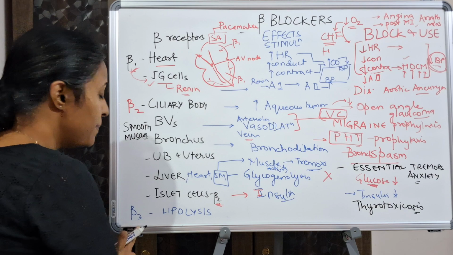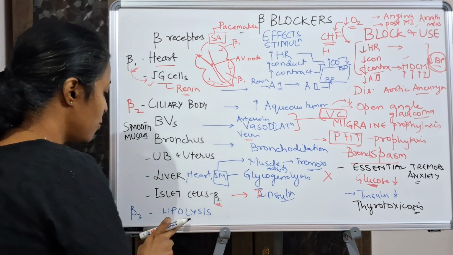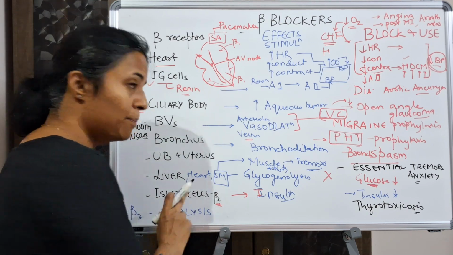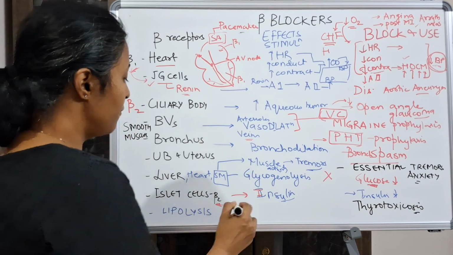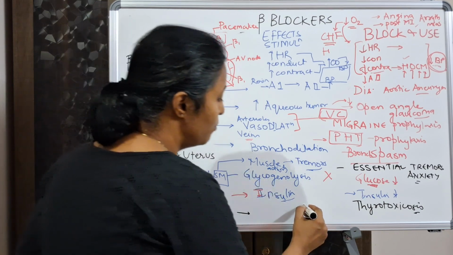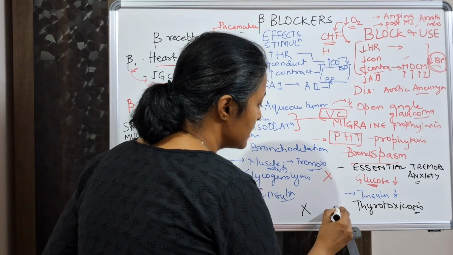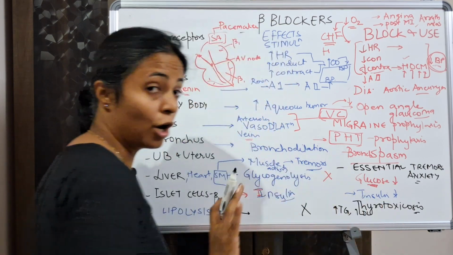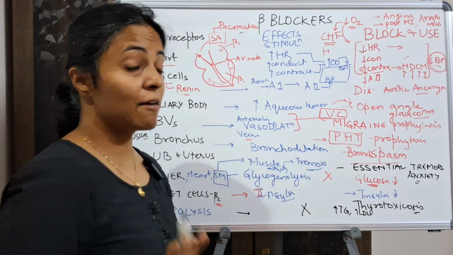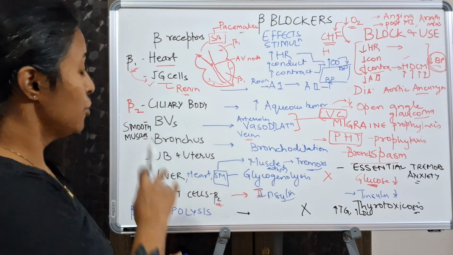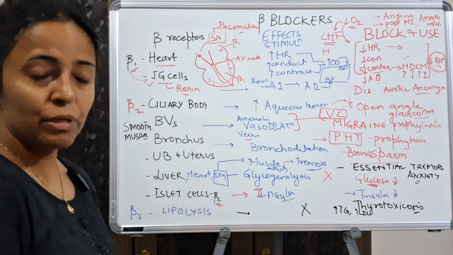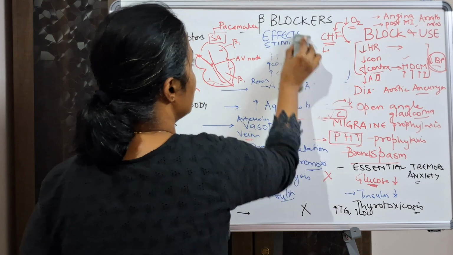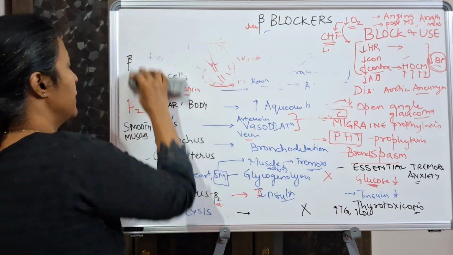Finally, beta 3 receptors are the ones causing lipolysis, breakdown of lipids. Now, if this lipolysis is blocked, there will be an increase in triglyceride levels and LDL levels. Not used for that, but yes, these are the effects if we block. So let us summarize where it is being used, and then based on these effects we will see the adverse effects and contraindications.